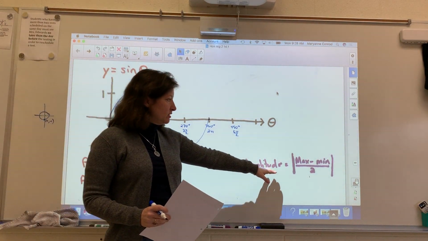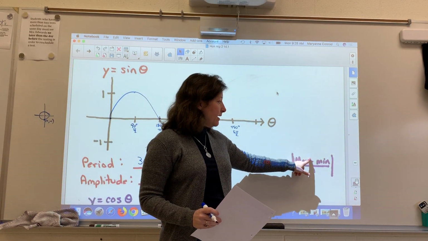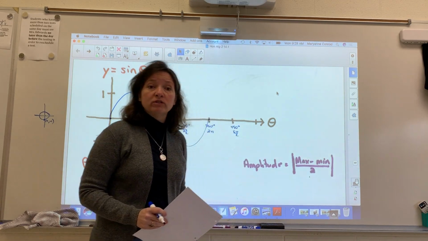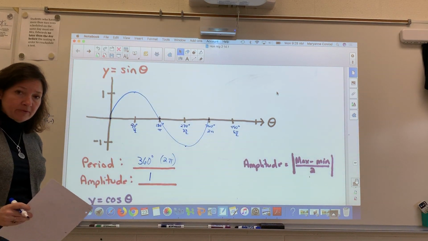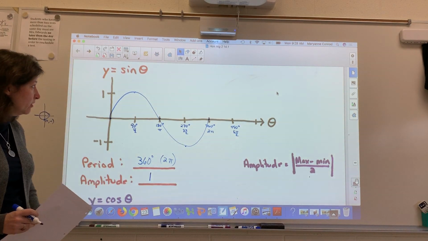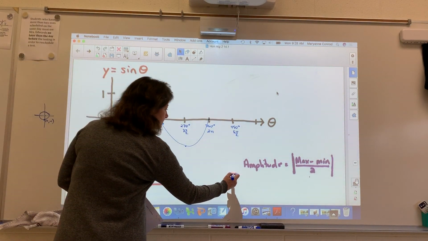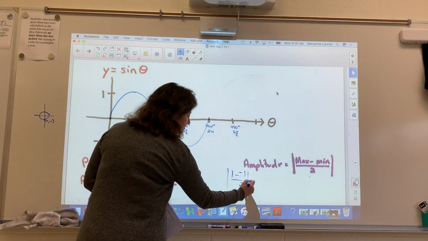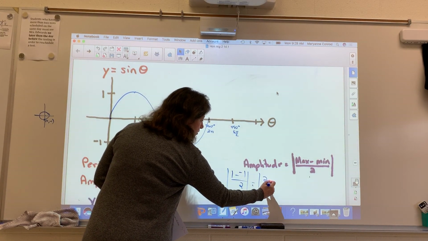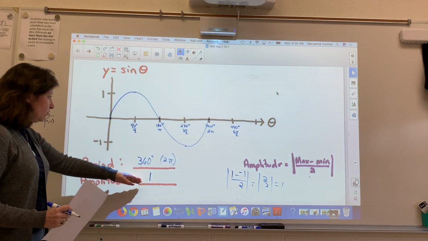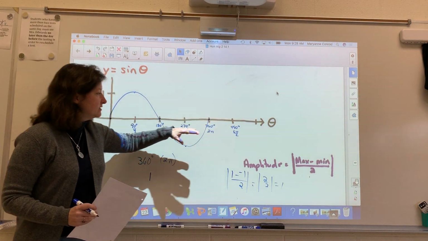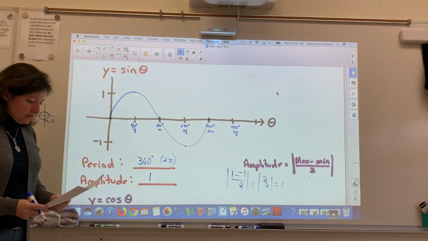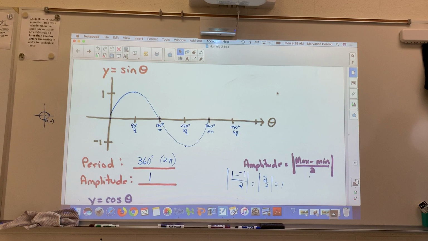Another way to think of amplitude is this formula. You take the highest point minus the lowest point, divided by 2, and take the absolute value of it, which means amplitude will always be what type of a number? It will always be a positive number. So if we took maximum minus minimum divided by 2 and took the absolute value of that, we get the absolute value of 2 over 2, which is 1. Same thing we got by looking at where the middle of the graph is and what's the distance from the middle to the highest or the middle to the lowest. It'll be the same. So let's move on to the cosine curve.